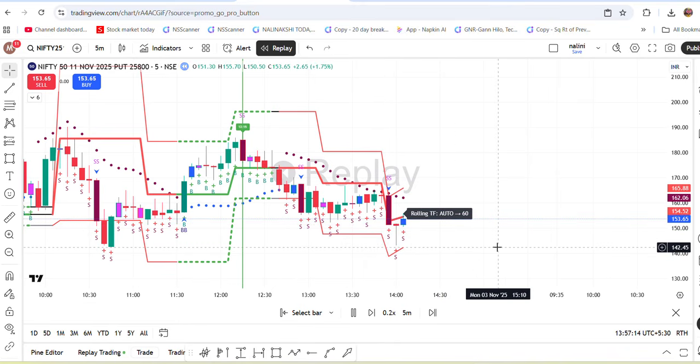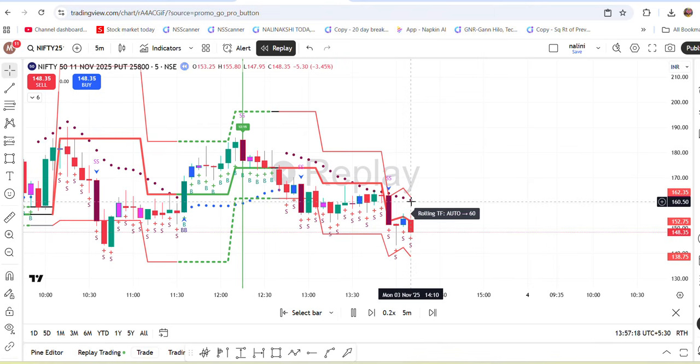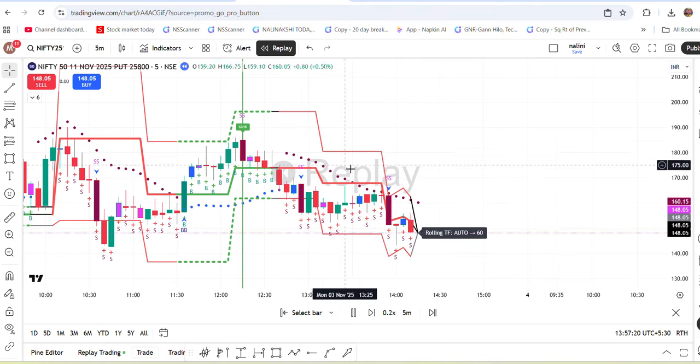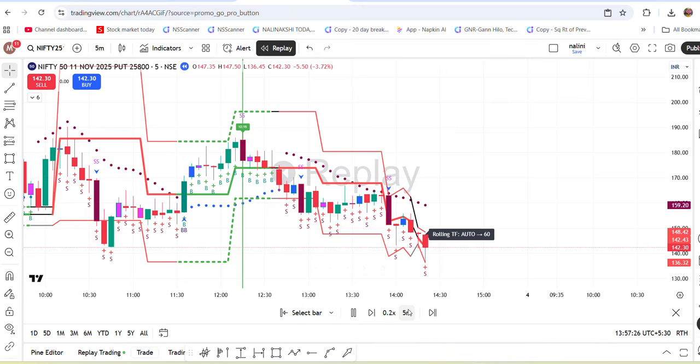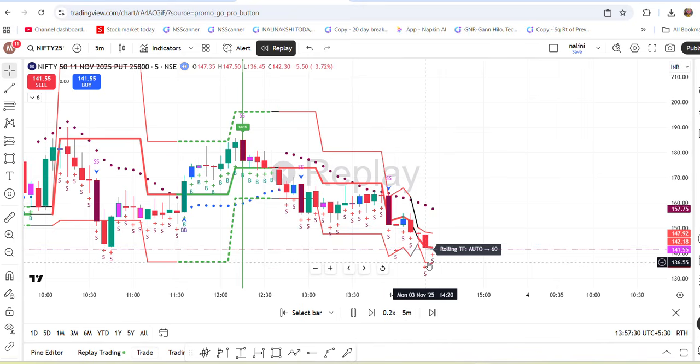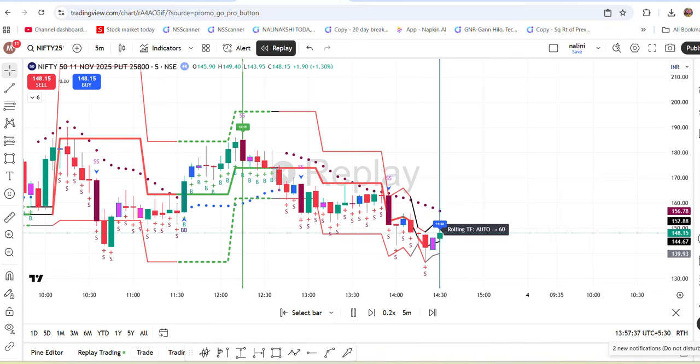You can see the price was moving up. Still, yesterday and the day before yesterday, the put was in a down move. That means the put had become very cheap. Even around 2 p.m., there was selling of the put. Put premiums were cheap. You can see the premium of the put option is 146.